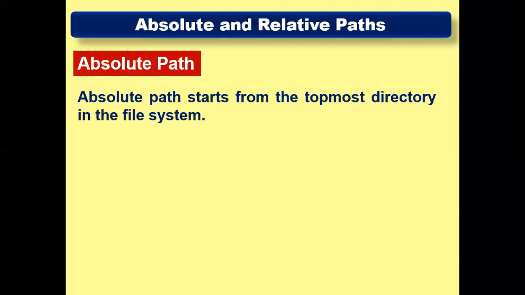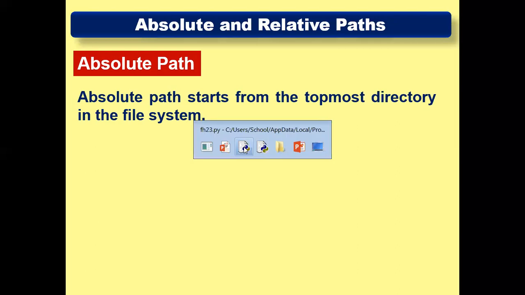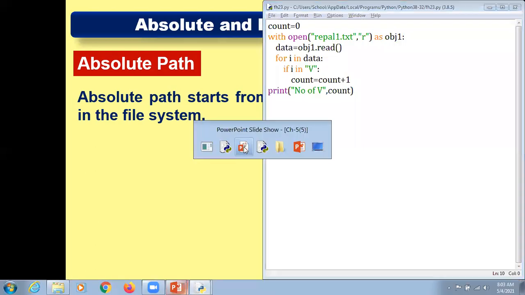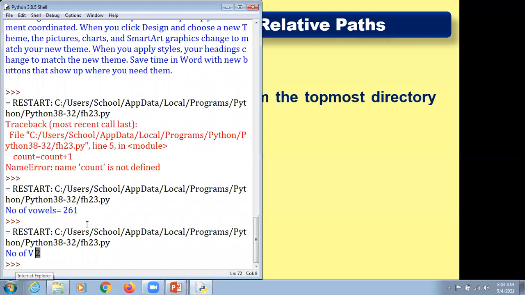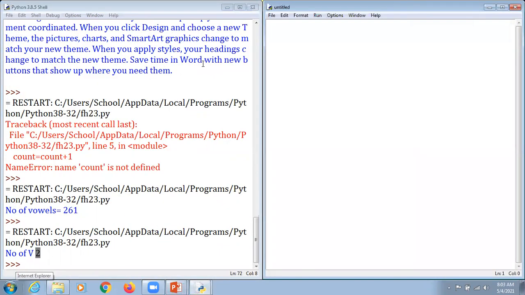Absolute path starts from the topmost directory in a file system. So this is not a bit clear. Can you please help me with that if you can? Yes, I'm just going to do that. Can you please allow me for the same? Yes sir, I'm going to allow you to do that.